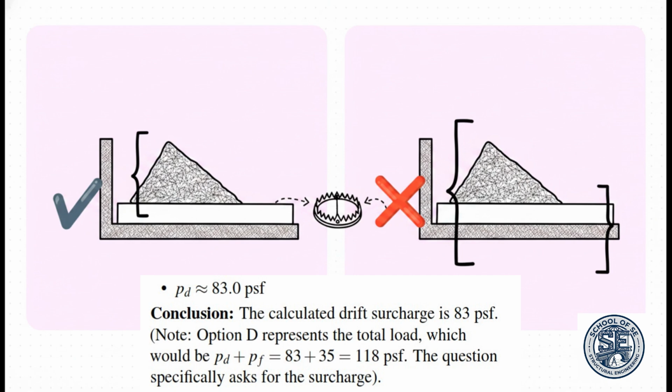Option D deliberately tempts you with 118 PSF. Now, where does that number come from? It's the total load. If you took our 83 PSF drift surcharge and added the 35 PSF flat roof snow load sitting directly beneath it, you'd get exactly 118. But remember that word I asked you to underline earlier? The question specifically asked for the surcharge load alone. The surcharge is just the extra load added on top of the flat roof snow load, and that is only 83 PSF. Option D is literally a trap for candidates who read too fast.